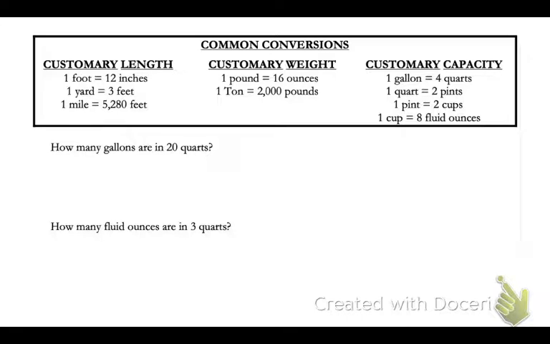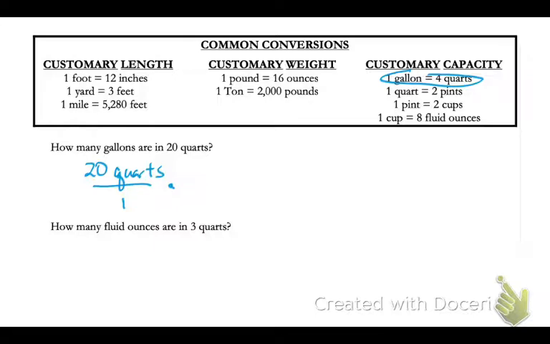If you look at your conversion table over in the capacity column, look for a comparison that has gallons and quarts. Our first comparison shows that there is 1 gallon in 4 quarts, so we can use that as a conversion factor. The first thing you do in these problems is write down what you have. So we have 20 quarts, and we write that as a ratio or a fraction: 20 quarts over 1. That gets us ready to multiply by our conversion factor.